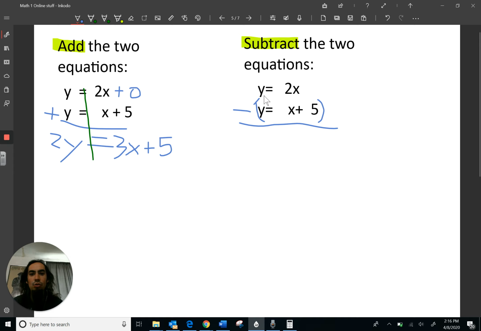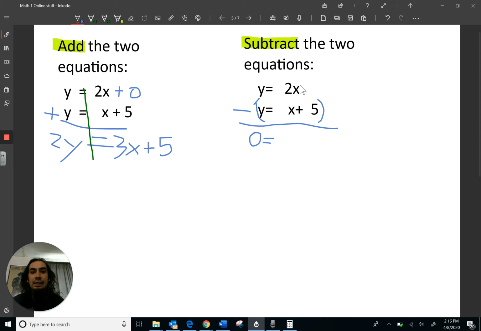Y minus y. What is y minus y? Well, if I have y and I subtract y from it, I don't have anything. So nothing. But I can't write nothing. I have to write some number. So I'm going to write 0, and that represents that I have nothing left.